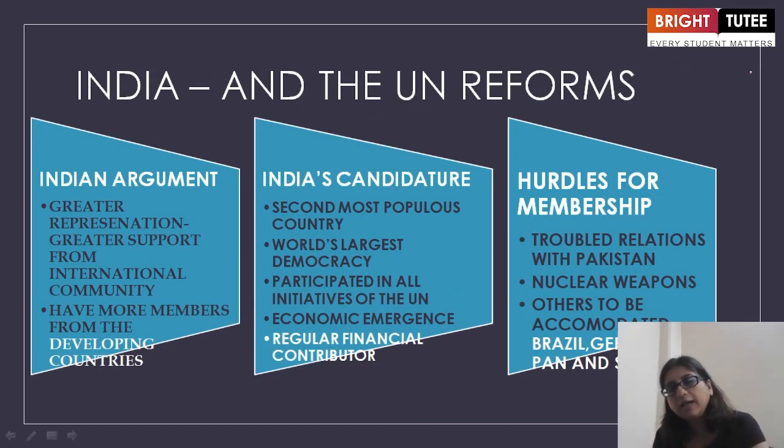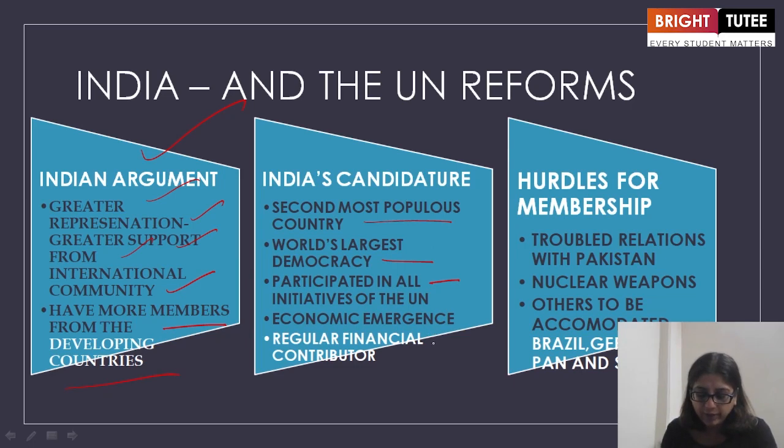Now, India and the United Nations reforms. Indian arguments are greater representation, greater support from the international community, and more members from the developing countries. India's candidature: it is the second most populous country, the world's largest democracy, has participated in all initiatives of the UN, has economic emergence, and is a regular financial contributor. But hurdles for membership are troubled relations with Pakistan and nuclear weapons, and Brazil, Germany, Japan, and South Africa are to be accommodated.